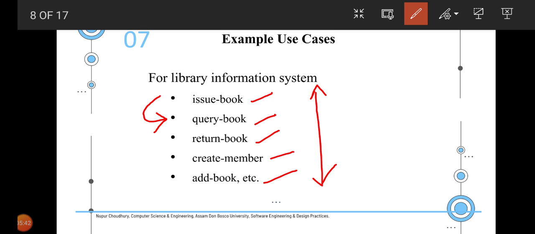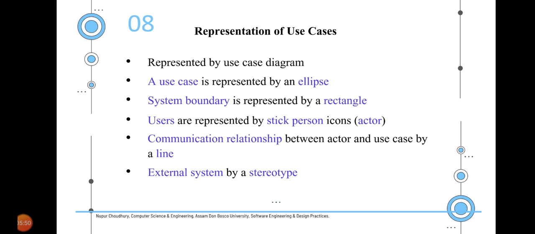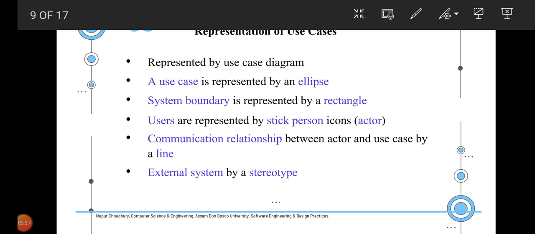So that is why, although these two use cases are independent of each other, they have an implicit dependency upon each other. Now we have to understand the representation of the use cases, which means the notations. So basically a use case is represented using an ellipse.